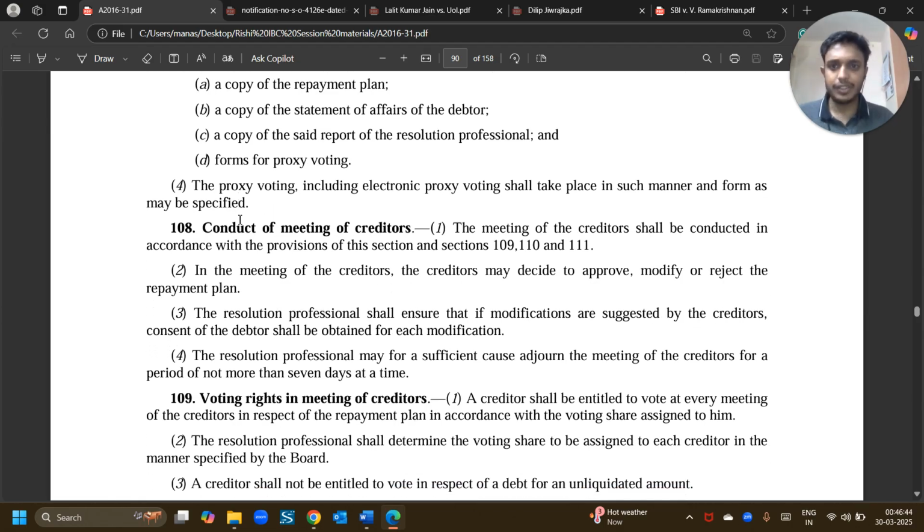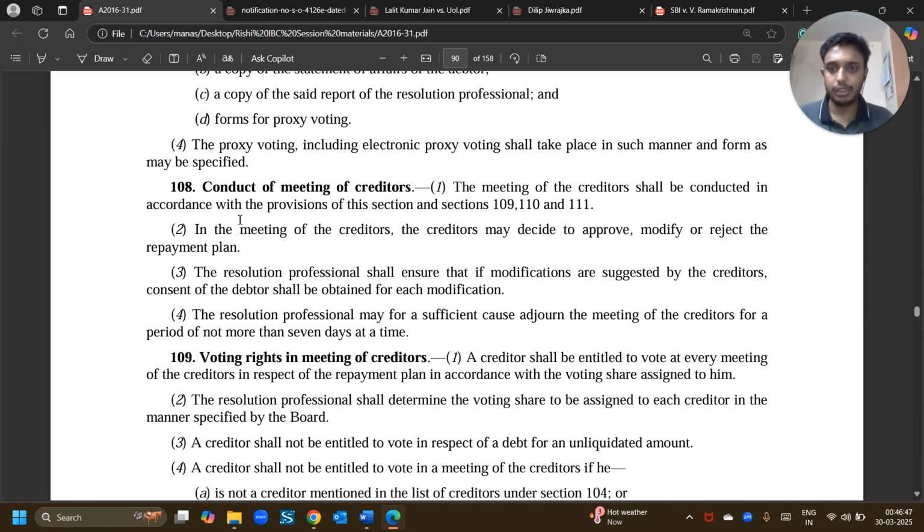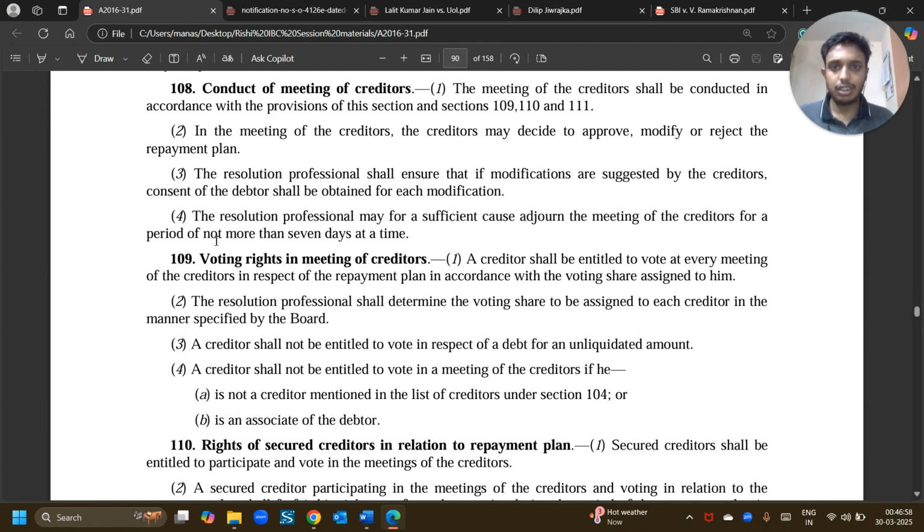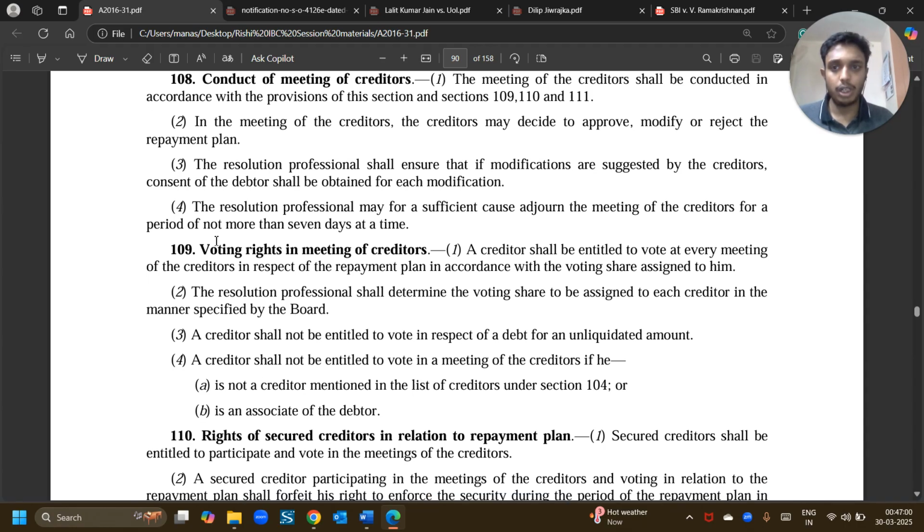So again, the rules will specify the manner in which the proxy voting and e-voting will be conducted. Section 108 says conduct of meeting of COC. The meeting of COC shall be conducted in accordance with 109, 110 and 111, which we shall see subsequently. The meeting of the creditors may decide to approve, modify or reject the repayment plan.